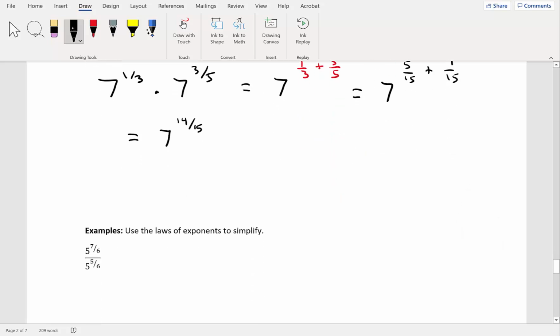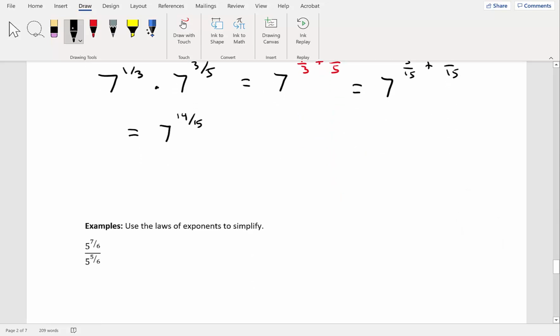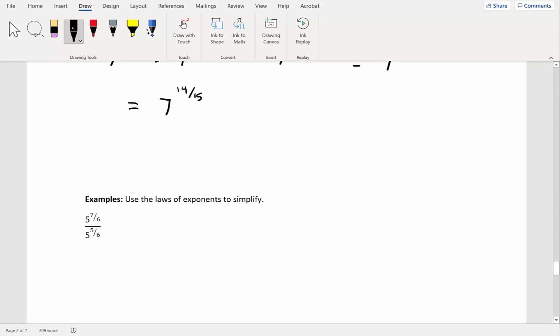Let's take a look at another one. We have 5 raised to the 7/6 divided by 5 raised to the 5/6. Okay. So I have the same base, and since I'm dividing, I go ahead and subtract my exponents from each other. So I have 7 over 6 minus 5 over 6.